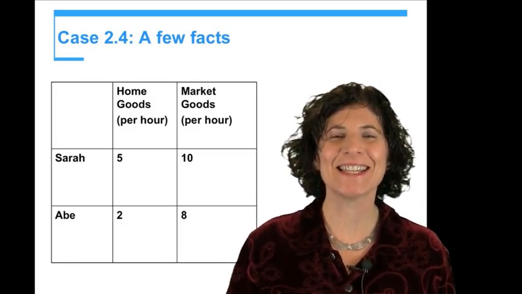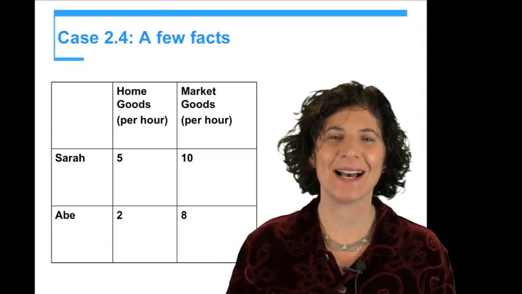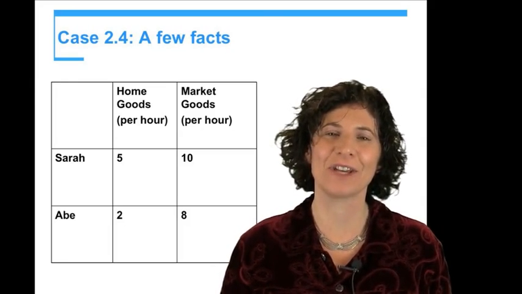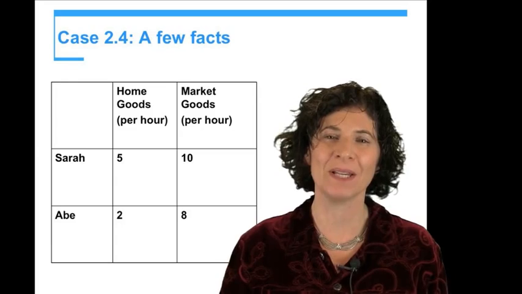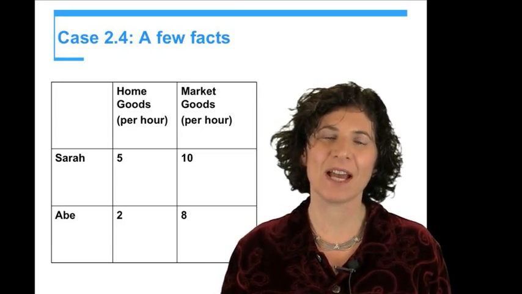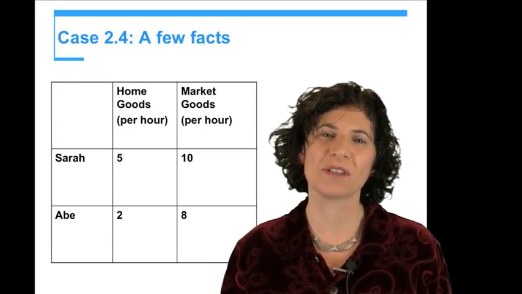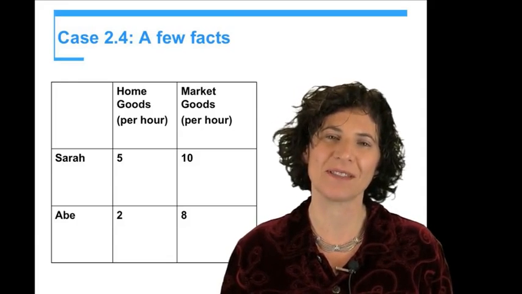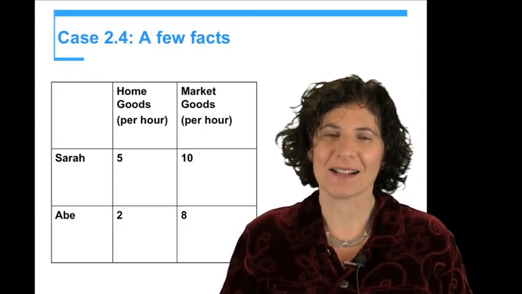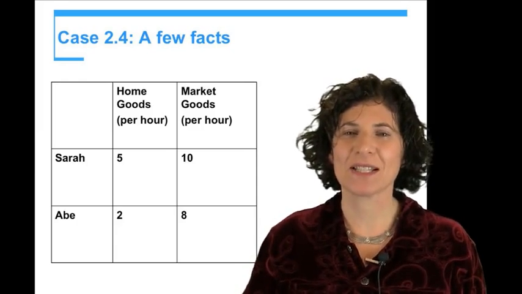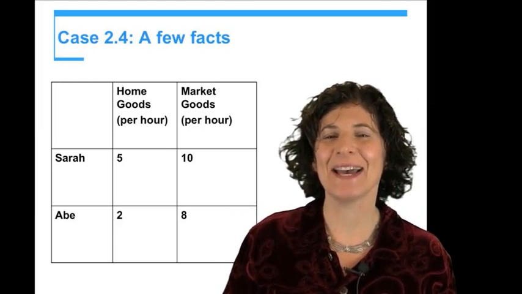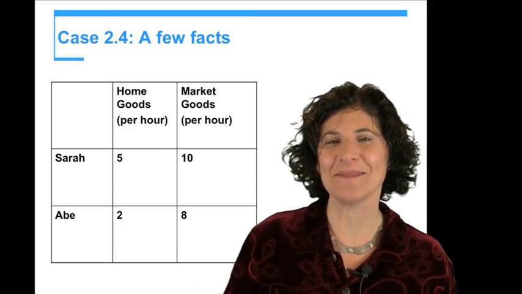You may have noticed when you looked at these data that when I assigned the abilities to Sarah and Abe, I made Sarah better at both tasks. For each hour that Sarah spends at home, she makes more goods than each hour that Abe spends at home. Similarly, for each hour they spend in the marketplace, Sarah produces more units than Abe would. You might wonder, why did I make Sarah better at both tasks? One explanation is that I'm just sexist and I think women are always better at everything they do. But here at Penn, I always give a slightly different story.